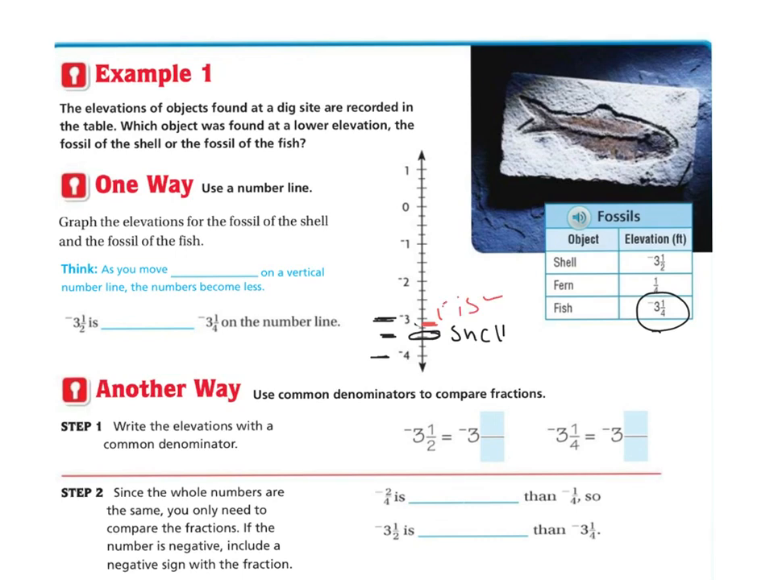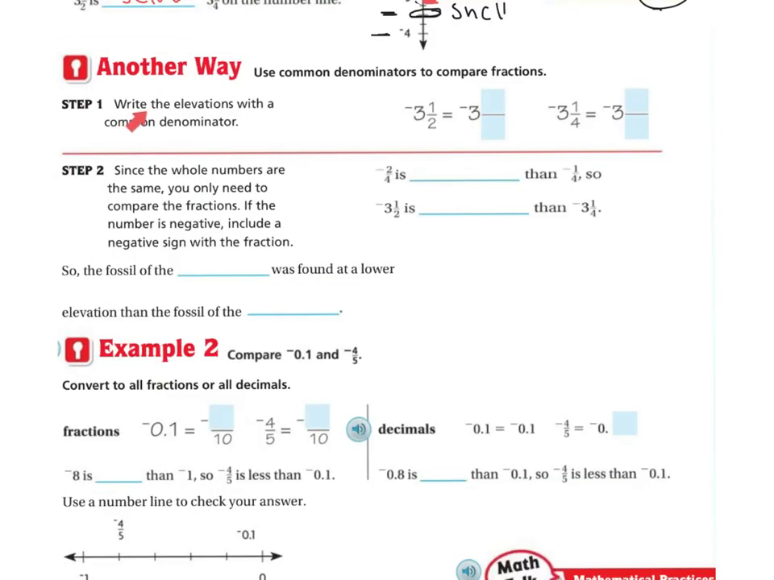Okay, so think, as you move down on the vertical number line, the numbers become less. So -3.5 is below -3.25. Another way, step 1, write the elevations with a common denominator. So 3 1/2, if I wanted to make it a common denominator with 3.25, they both can have 4 on the bottom, right? Because 4 goes into both, so I can leave this be 3.25. But in order to make this bottom number have 4 on the bottom, I need to multiply it by 2 over 2.